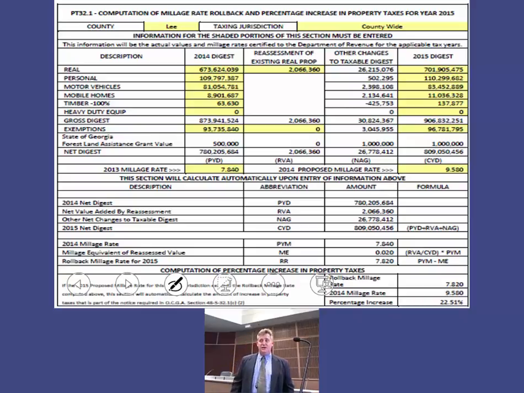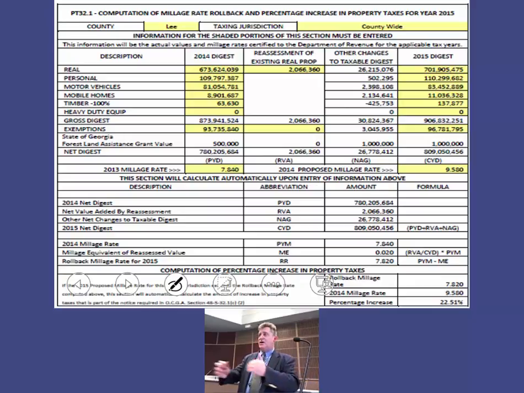Up until the last year or so ago, when the economy was such that property tax values were going down, the reassessment of existing real property number was negative. And in that instance, the rollback rate would be greater than the prior year millage rate. So some counties could increase the millage rate from the prior year, but not increase it up to the rollback rate. And in that instance, no tax increase would be deemed to have occurred, because the current year millage rate, although greater than the previous year millage rate, would still be less than the rollback rate. Does everybody see that?